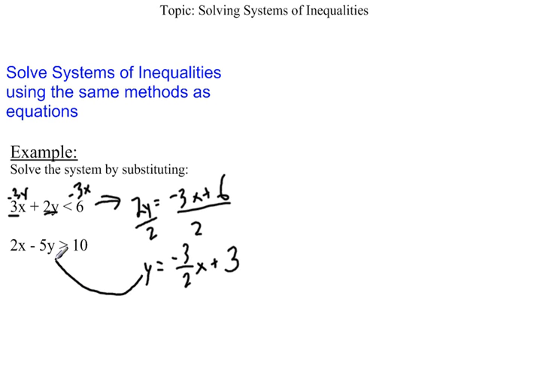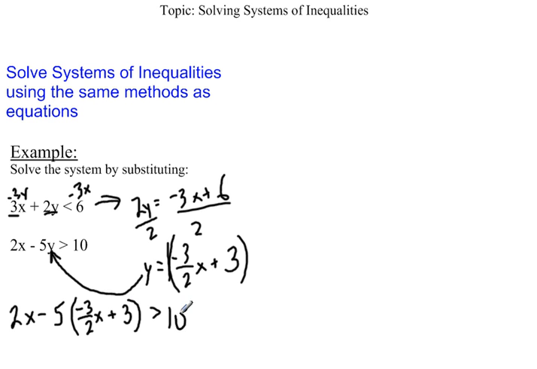Now I'm going to put that y in place of this y. And here's where it can get fun. So I'm going to have 2x minus 5 times, and here's what y equals right here, negative 3 halves x plus 3, is greater than 10. Now solving this is usually where people have the hardest time. So substitution is going to be kind of a hard way of doing this particular one. I have to distribute this 5 out to that fraction.